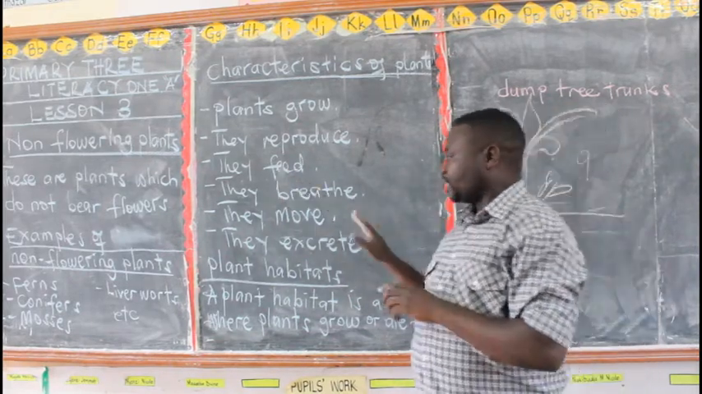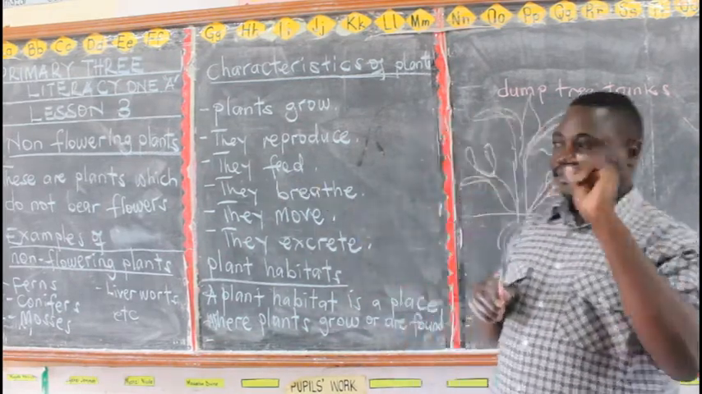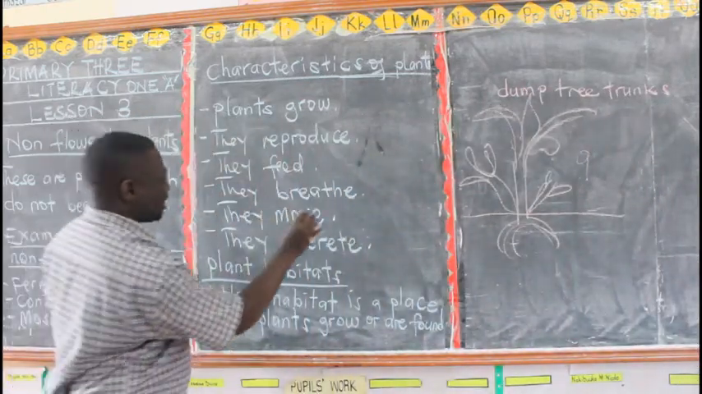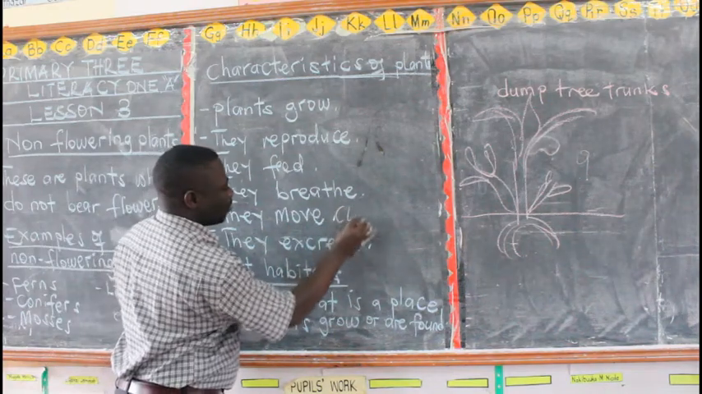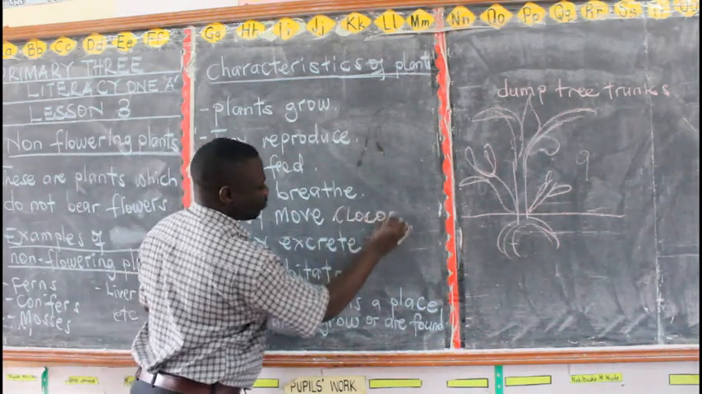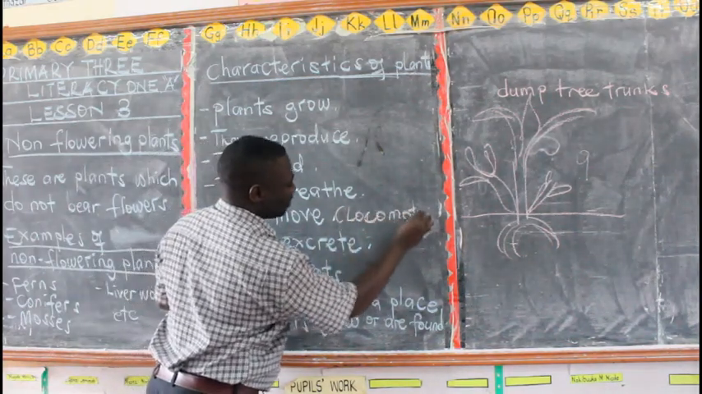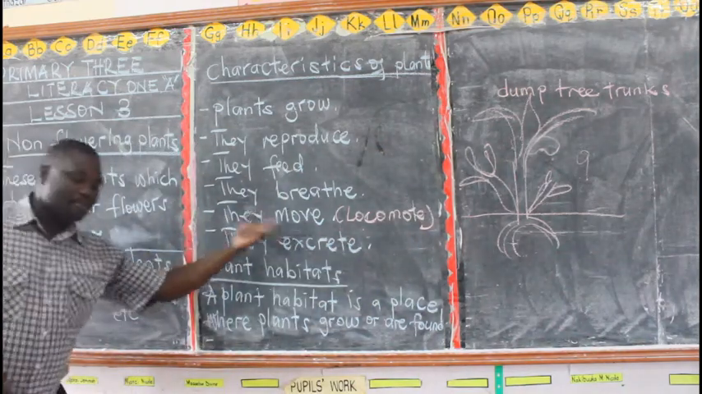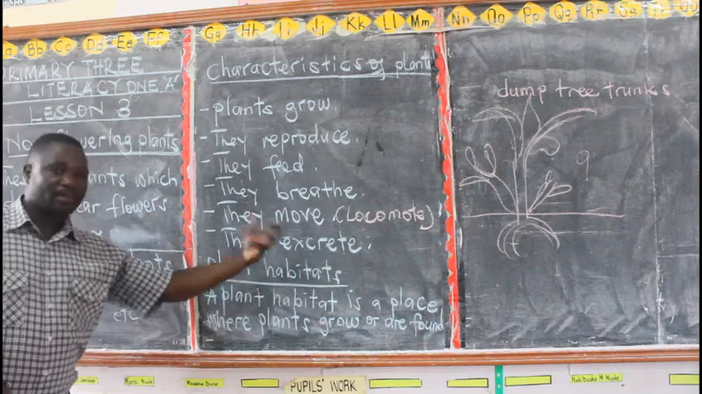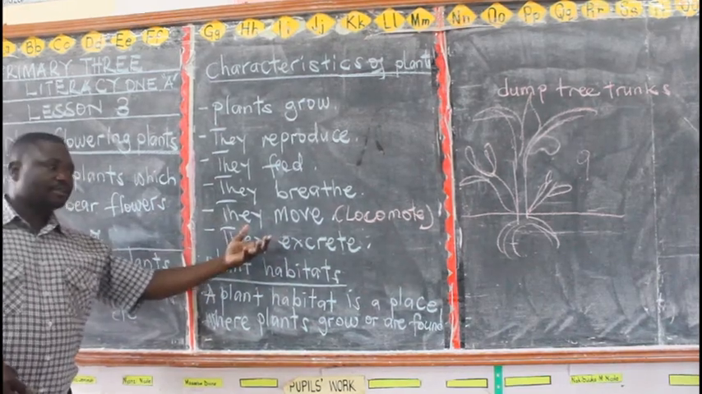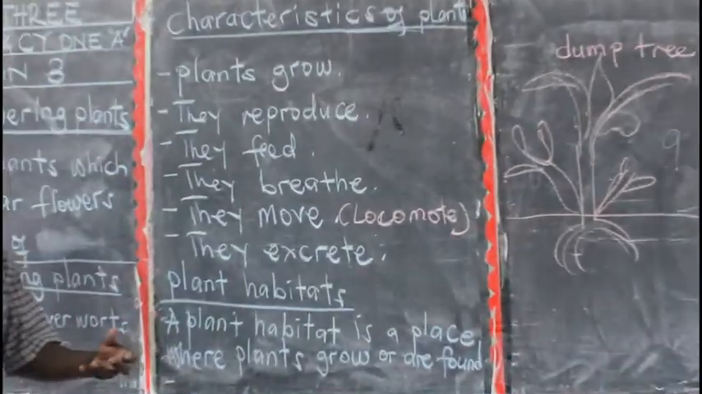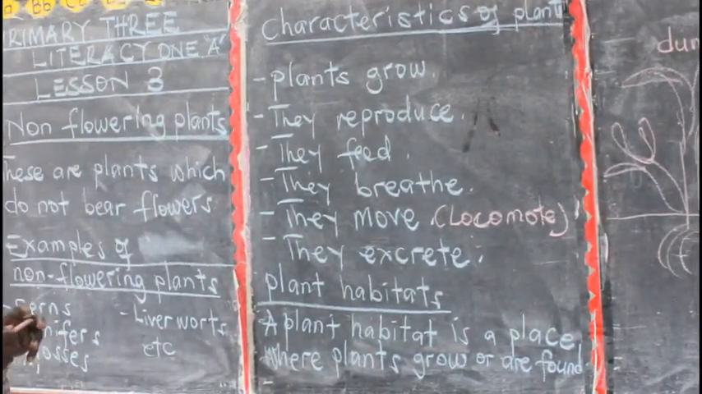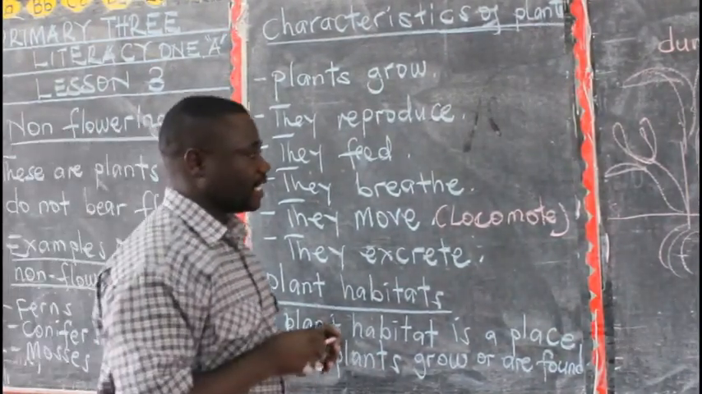Therefore, plants breathe. They also move. And somebody will say, one time I came across a term known as locomote. Locomote is the same as movement. Plants locomote. Plants move from one place to another. Somebody will ask me, how does a plant move?